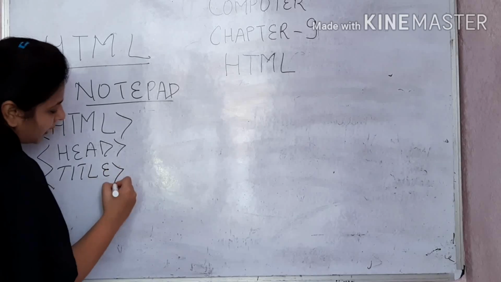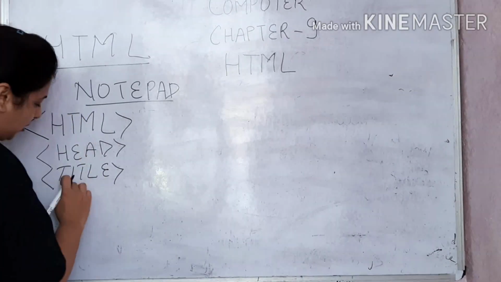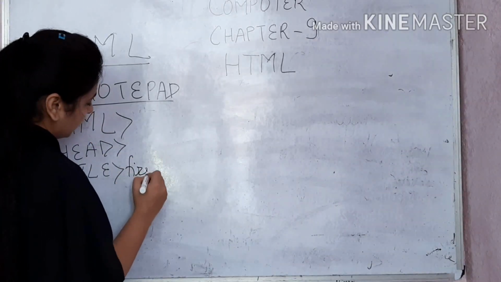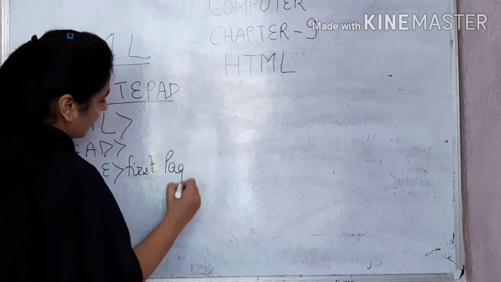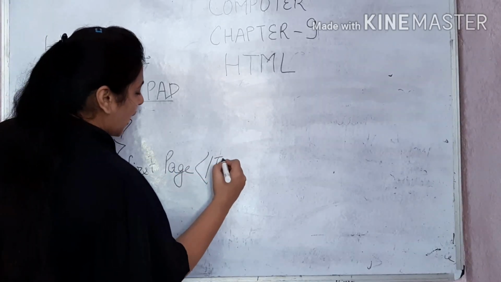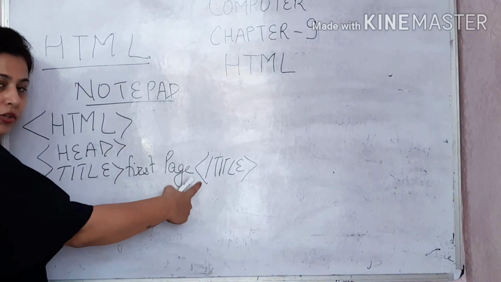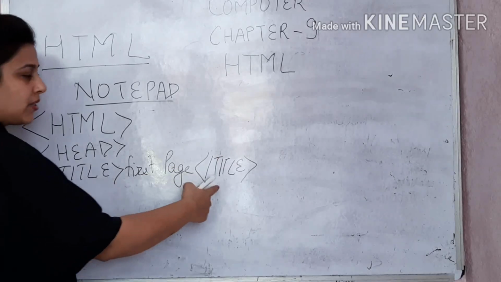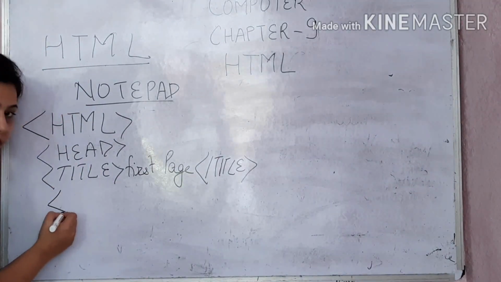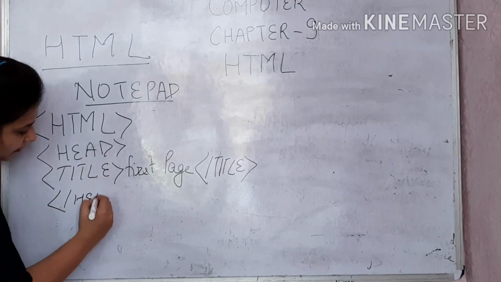Whatever you write in the title tag will appear on the title, at the top of that page. So suppose I write first page here. Okay. Now you can close the title tag. So how will you close a tag? You will close a tag by putting a backslash in front. Angular bracket, backslash, and then the title tag. Now you can even close the head tag. So how will you close it? Angular bracket, a slash, and the head tag.